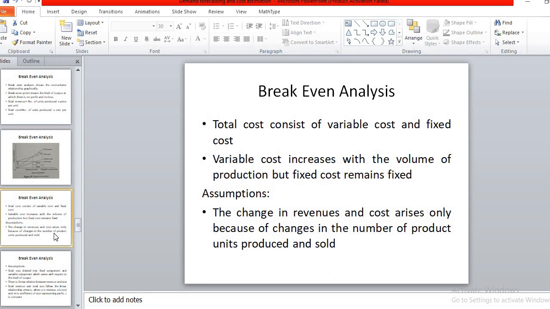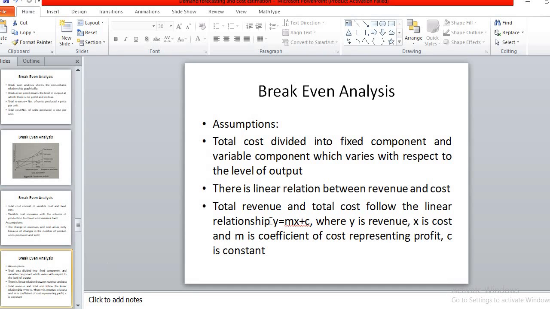There is no other factor to change the revenue or cost. So these change according to the quantity produced or the quantity sold. This is the first assumption.